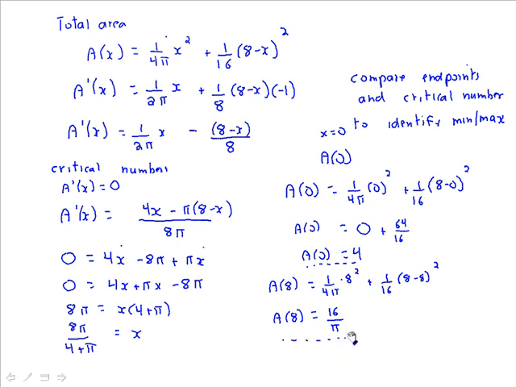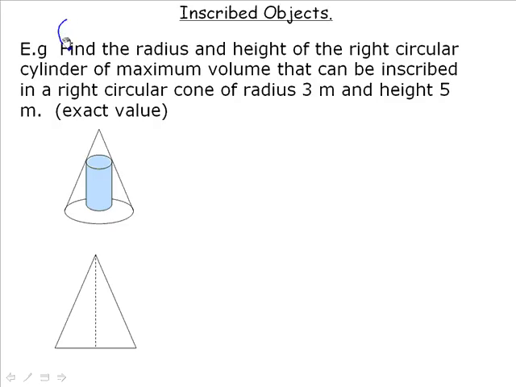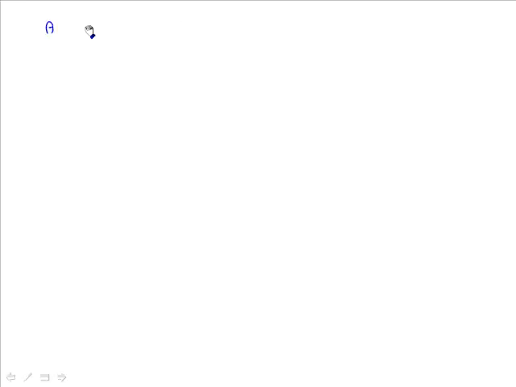And then I'm going to get some space, and I'm going to do the last one, which is the most awkward of the three. So now we have to find A at 8 pi over 4 plus pi.